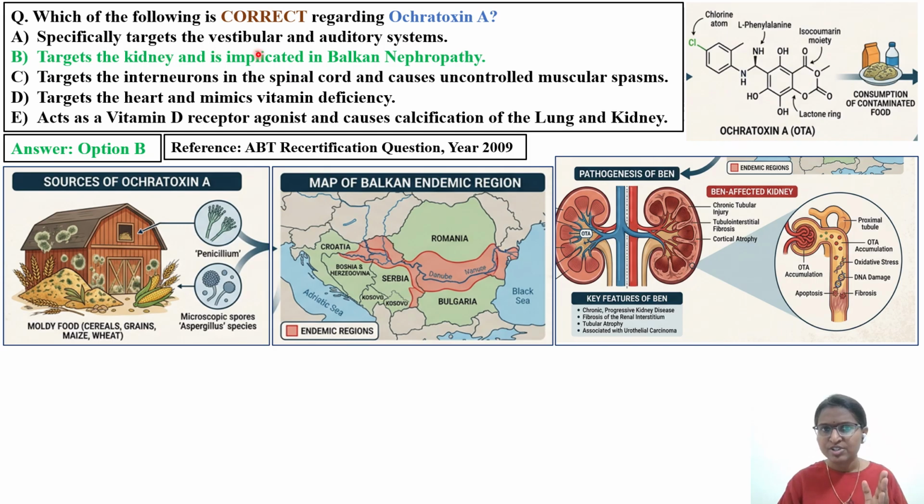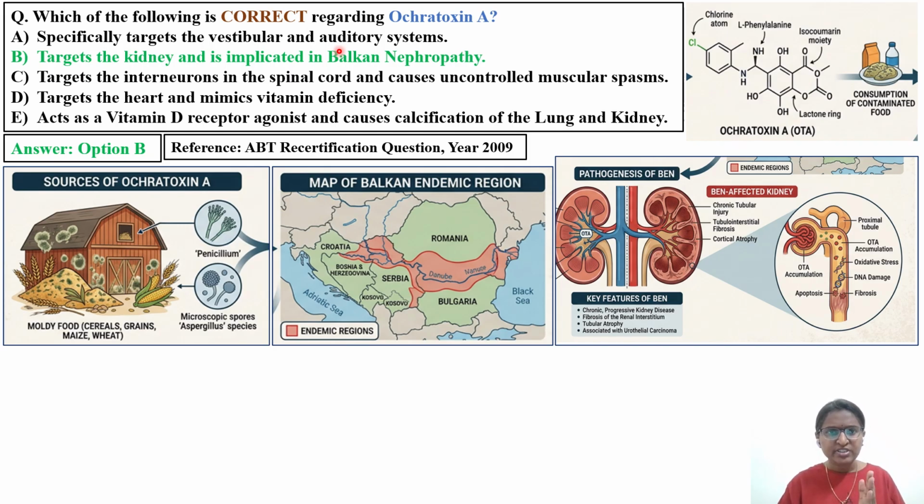Specifically, it will target the vestibular and auditory systems. So this is something related to ototoxicity. And for ototoxicity, we have certain antibiotics, like I think actinomycin or something like that. There are some videos uploaded on my channel with respect to antibiotics associated with ototoxicity. So please go through that.